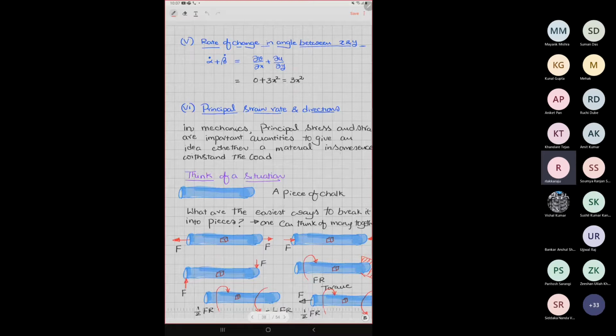And in the last class we also saw that if I would like to understand the total angle made by this infinitesimal element, I will always look at del V by del X, the crosswise component, plus del U by del Y, as the total change in angle between two of these axes. Now what we are going to learn is something named principal strain rate and directions.